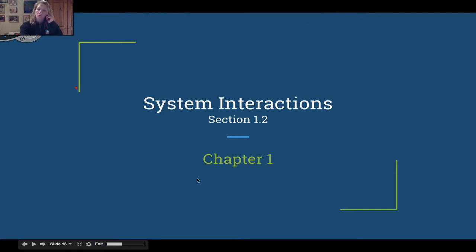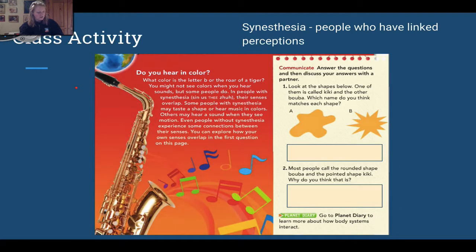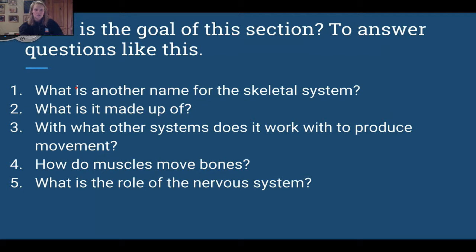So we're still in chapter 1 of the human body. This is section 1.2. We talked a little bit about systems in the last section, and now I'd like to continue to talk to you about it, and how the different systems interact with each other. In class we talked about a little overview, and now it's time for us to move into these topics that we talked about.